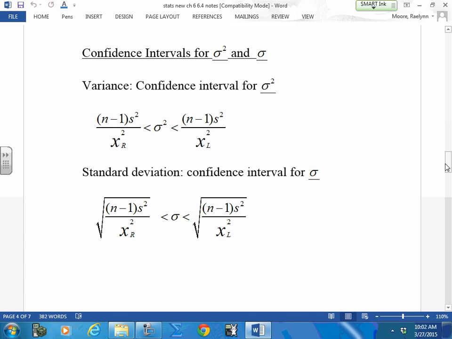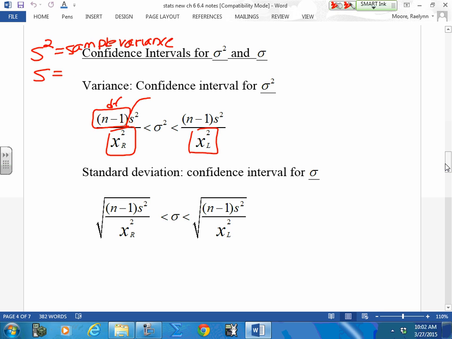But let's take this apart. What is n minus 1? N minus 1, degrees of freedom. So you know that. Isn't this the ones you just found? Yes. Square root squared? And what is S? Sample standard deviation. So I want you to write this on your paper. This is the biggest difference. This S squared is the sample variance. S by itself is a sample standard deviation.